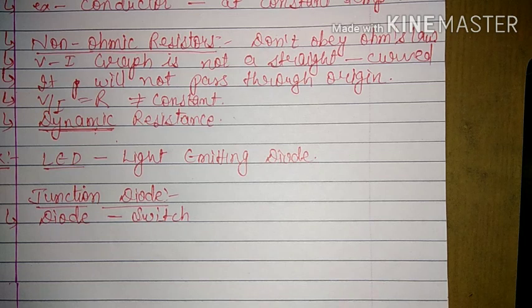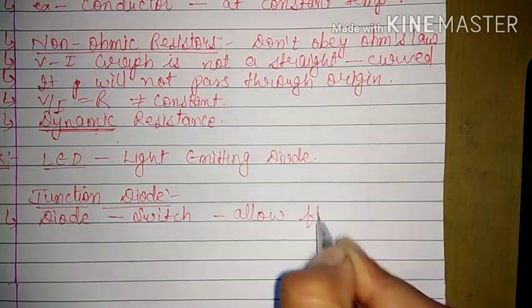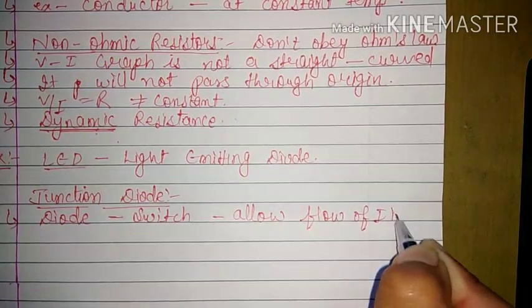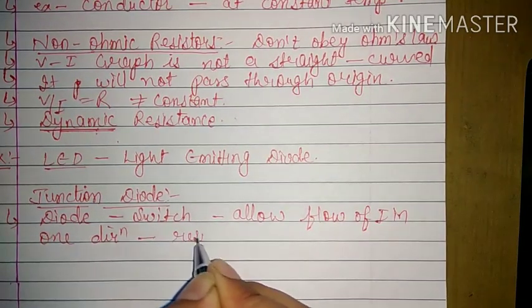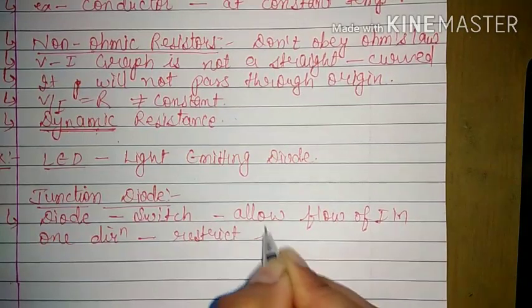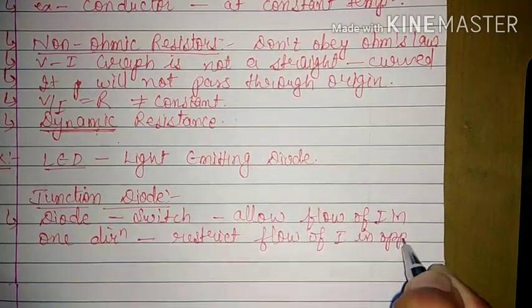will be diode. So here diode is actually used as a switch which allows the flow of current in one direction, and which completely resists the flow of current in the opposite direction. That means it restricts the flow of current in the opposite direction. Allow flow of current in one direction and restrict flow of current in the opposite direction.